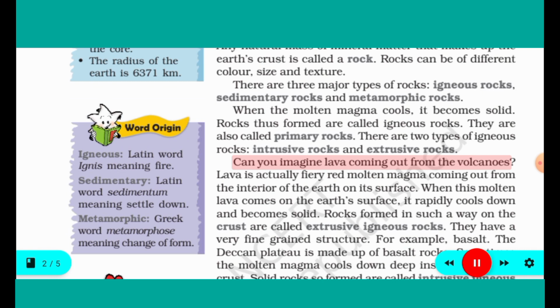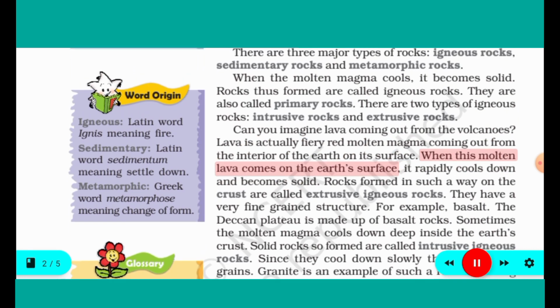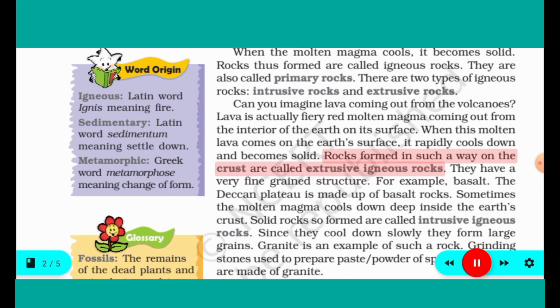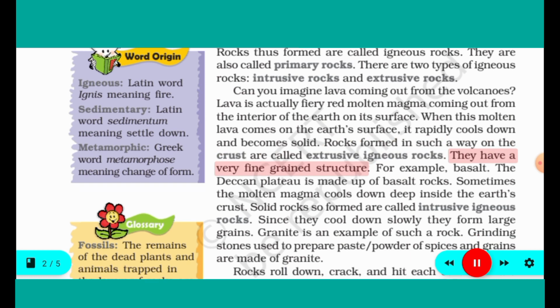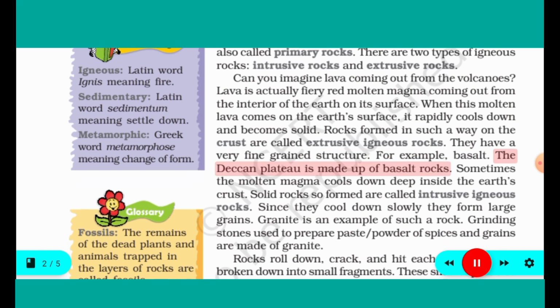Can you imagine lava coming out from the volcanoes? Lava is actually fiery red molten magma coming out from the interior of the Earth on its surface. When this molten lava comes on the Earth's surface, it rapidly cools down and becomes solid. Rocks formed in such a way on the crust are called extrusive igneous rocks. They have a very fine-grained structure. For example, basalt. The Deccan Plateau is made up of basalt rocks.